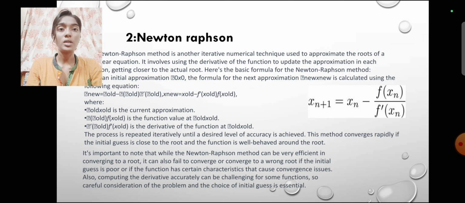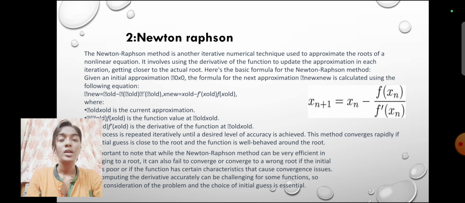The second topic is the Newton-Raphson method. The Newton-Raphson method is another iterative numerical technique used to approximate the roots of nonlinear equations. It involves using the derivative of a function to update the approximation in each iteration, getting closer to the actual root. Here's the basic formula for the Newton-Raphson method. Given the initial approximation x0, the next approximation x new is calculated using the following equation.